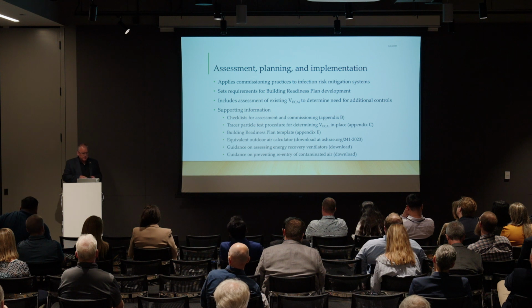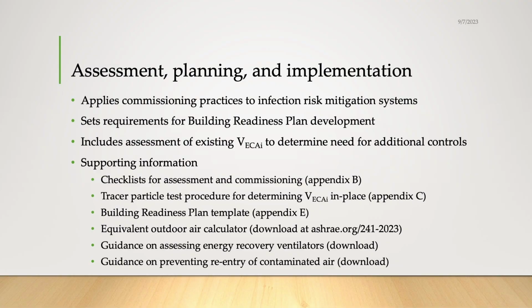And there are a lot of supporting information items that are in the standard to help you do this effectively. There are checklists on the commissioning items in Appendix B. There's an appendix on doing in-place particle removal testing. If you want to actually test a space like this to determine how well particles are being removed, there's an appendix on how to do that. There's a template for the building readiness plan. All of those are in appendices. And then there are 3 online references. One is an equivalent outdoor air calculator, and there's a document on how to assess ERVs to determine whether they're safe, and another on reentry of contaminated air.